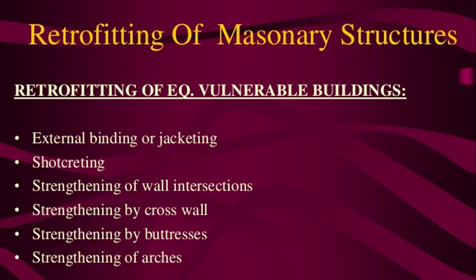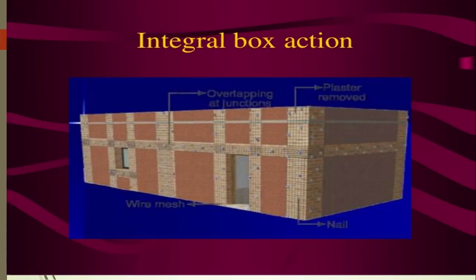So let's see the retrofitting of masonry structures. Example, the vulnerable building. So we can go for external binding or jacketing. We can go for shotcreting. We can go for strengthening of the wall intersections. We can strengthen the cross walls. We can strengthen the buttresses. That means strengthening by buttresses means we will be providing external support from outside the building. I will show you the picture regarding the same. Then strengthening of arches, etc.